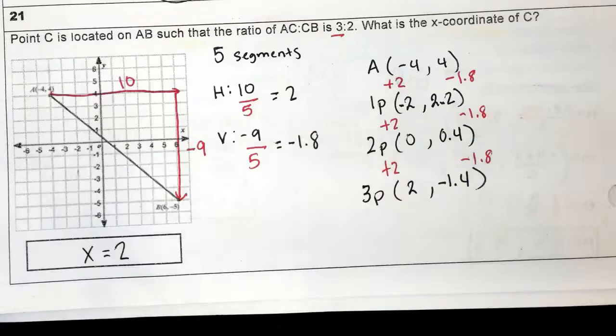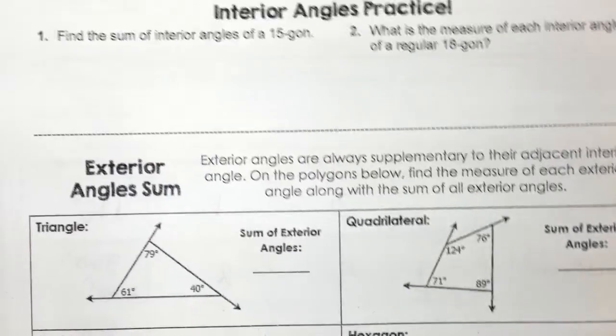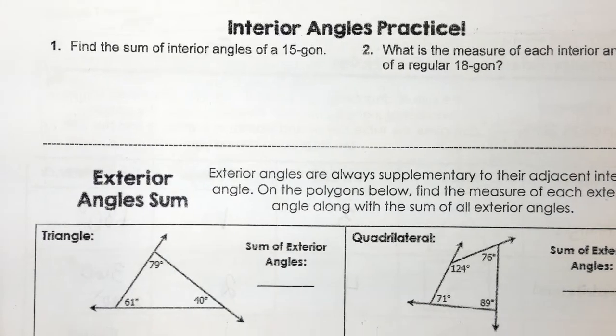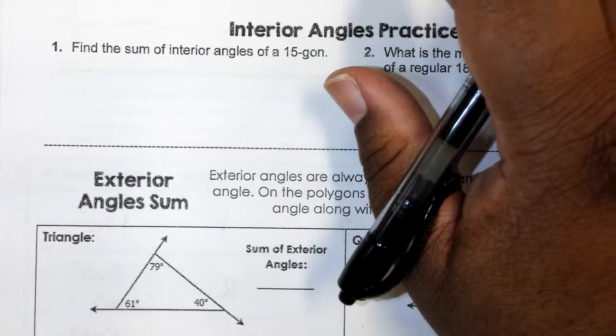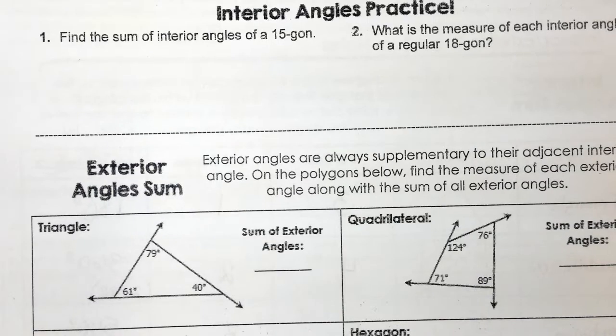Moving on, let's do some stuff on the back real quick. Number 1, find the sum of the interior angles of a 15-gon. My bad. The things I need y'all to read is to make sure you can answer my questions correctly.